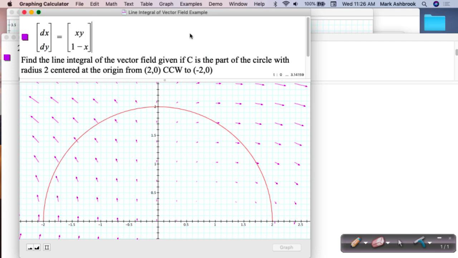So here's a vector field, xy, 1 minus x. And I want to find the line integral of this vector field if C is the part of the circle with radius 2, centered at the origin, from 2, 0, counterclockwise to negative 2, 0. So we'll set this one up. And let's talk about whether we think this will be negative, positive, or close to 0 first.